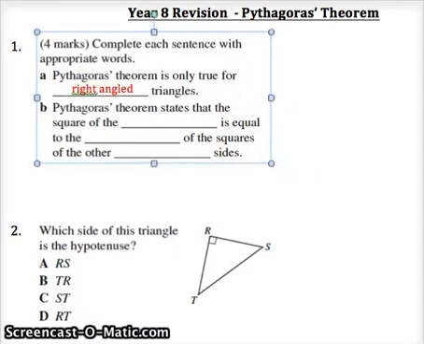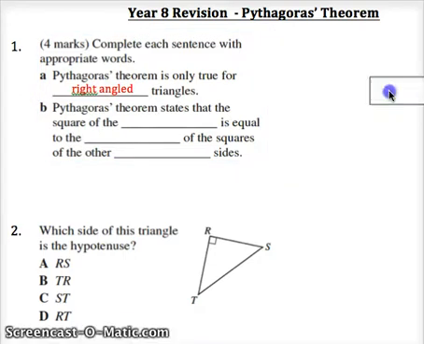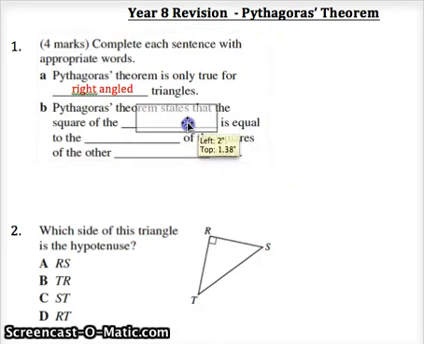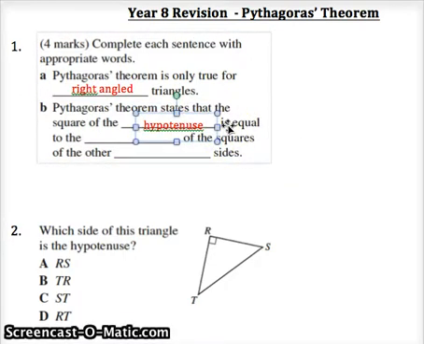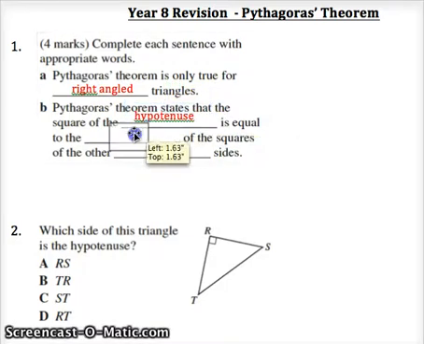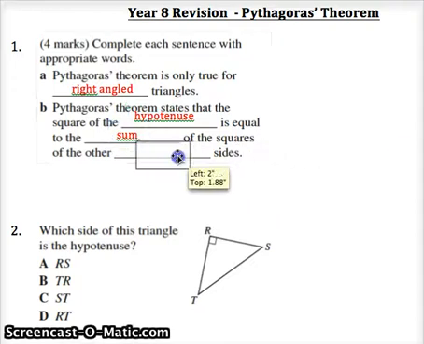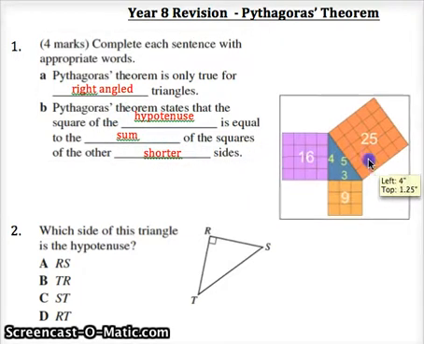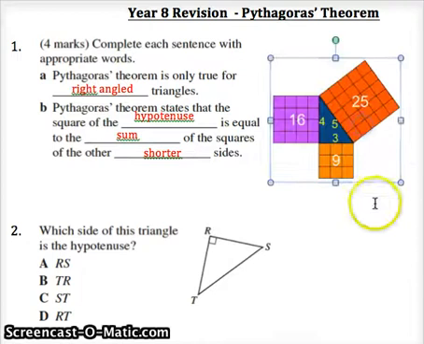Pythagoras' theorem states that the square of the hypotenuse, now remember the hypotenuse is the longest side, is equal to the sum of the squares of the other shorter sides. Now I'm going to show you this in a diagram. Now I've just put the diagram here.